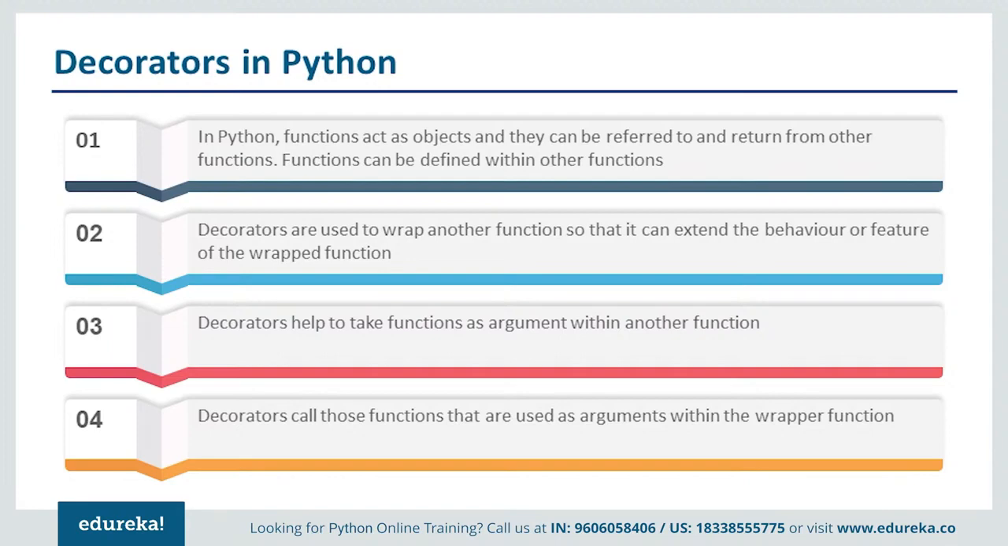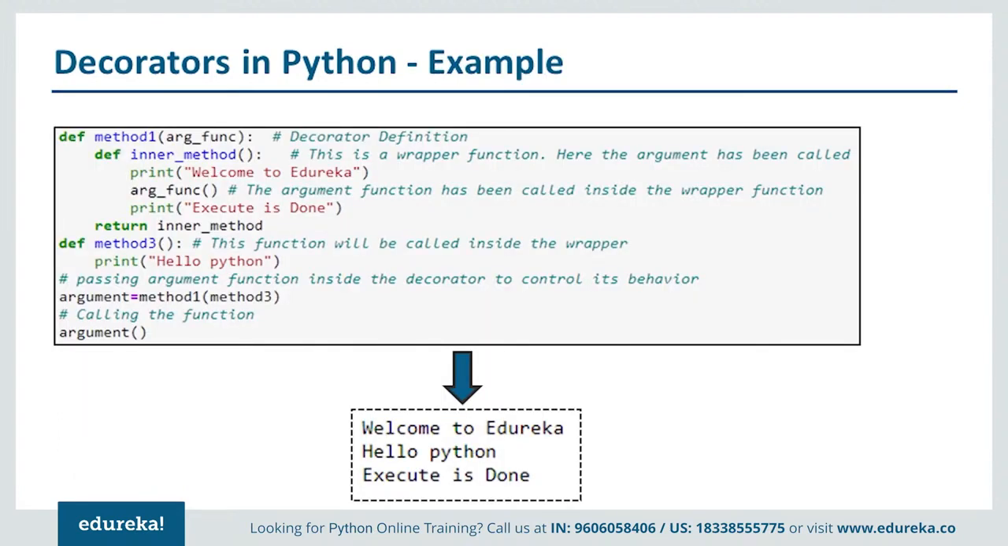So decorators help to take functions as arguments within another function. That's another benefit we get, which helps us extend the default functionalities of a function. Decorators call those functions that are used as arguments within the wrapped function. So this is the real purpose of using decorators. Now with a proper example, we will be able to see how it really happens.